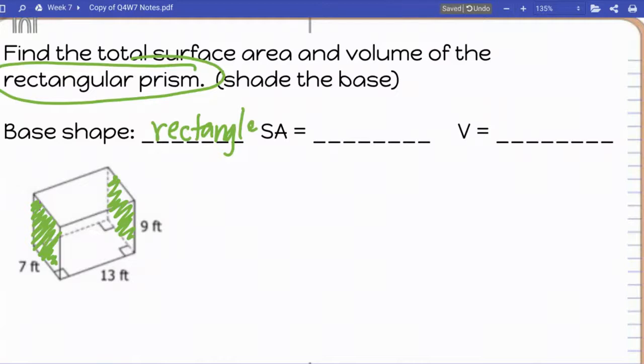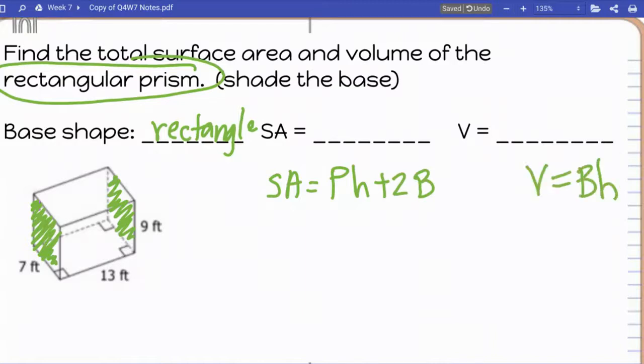Okay, if I want SA, total surface area, total surface area is perimeter times the height plus 2 times the area of the base, and volume is just area of the base times the height of the prism. So if we can find these things, we're good to go. So first thing I want to do is let's look for the height. Well, the height is the distance between the bases. So here's my height, which is 13. Okay, so I know H is 13.